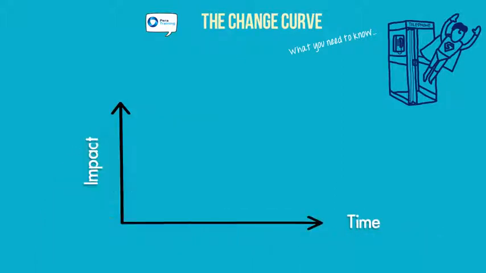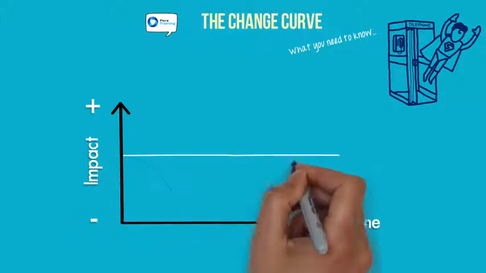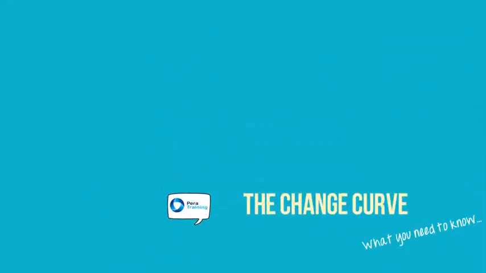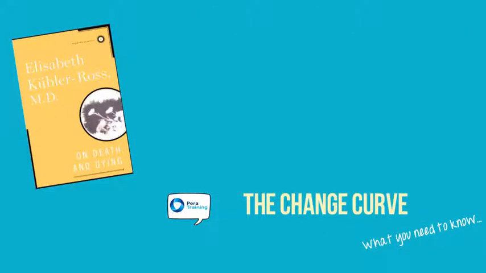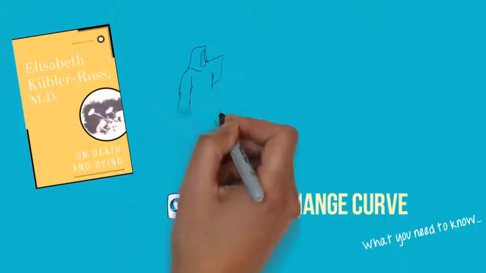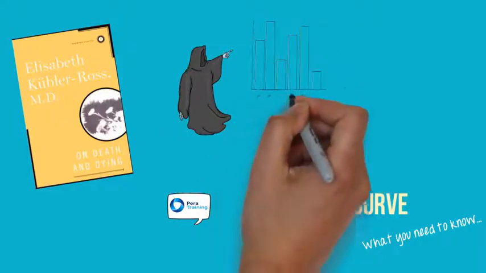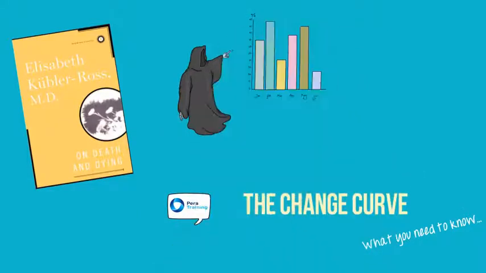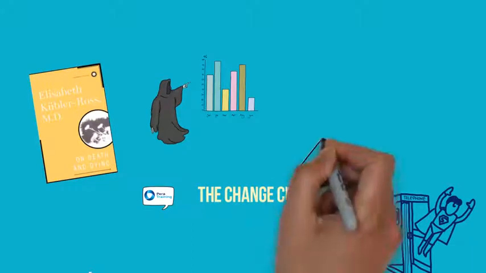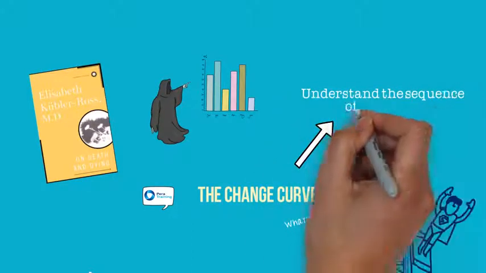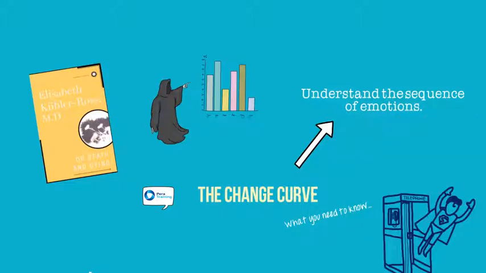The change curve is widely used in business and change management, and there have been several interpretations, often attributed to Swiss-born psychiatrist Elisabeth Kübler-Ross and her pioneering work on personal transition through grief and bereavement. In business, change is rarely a matter of life and death, but there is a correlation to the emotions we feel as a result of significant change. Understanding the sequence of emotions can help you to plan and manage change successfully.